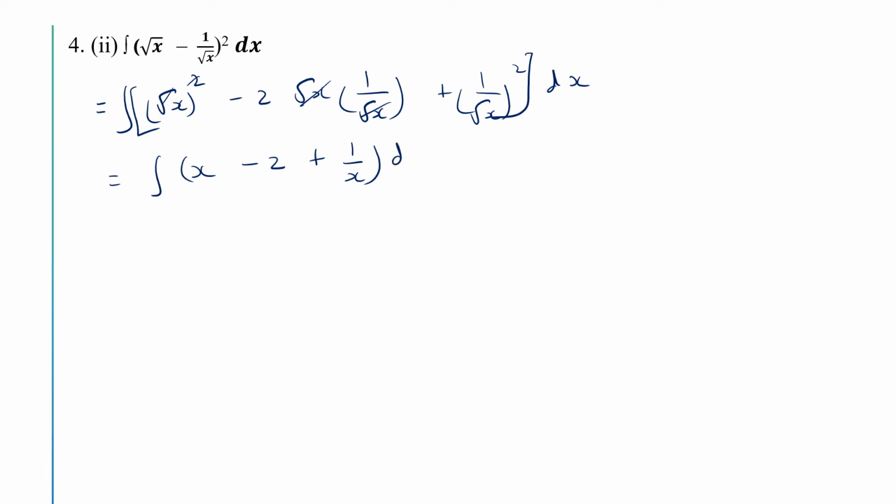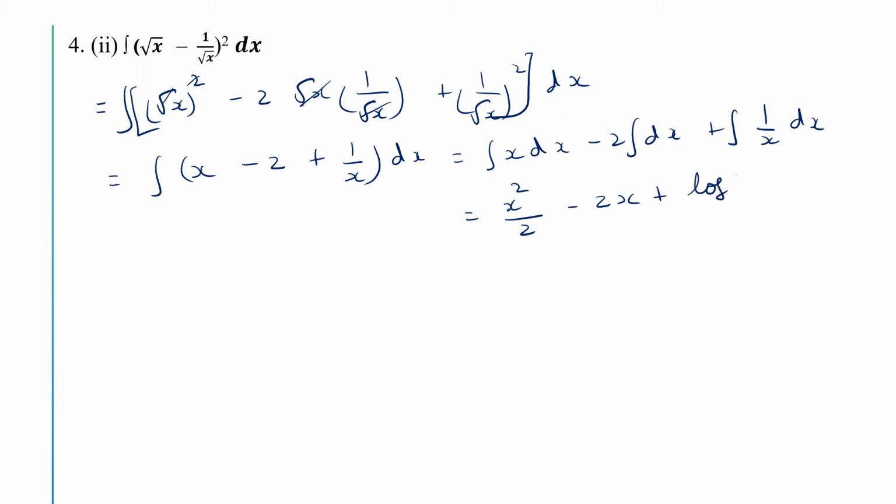Into dx. Using the properties of integral, we can write this as integral x dx minus 2 integral dx plus integral 1 by x dx. So integral x dx is x squared by 2, minus 2 integral dx is 2x, plus integral 1 by x dx is log mod x, plus c. So this is the required integral.